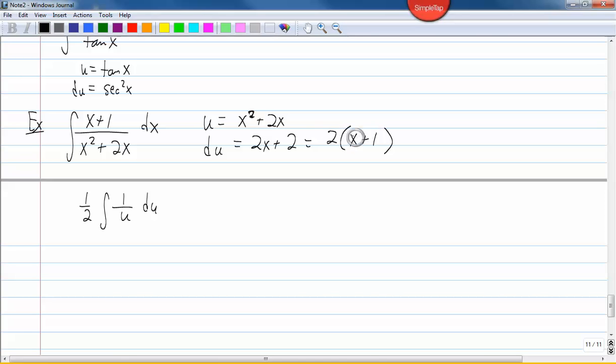Okay. Since I could factor and x plus 1 was exactly up here, I can rewrite this as 1/2 times the integral of 1 over u du. So this is 1/2 times the natural log of x squared plus 2x plus c.